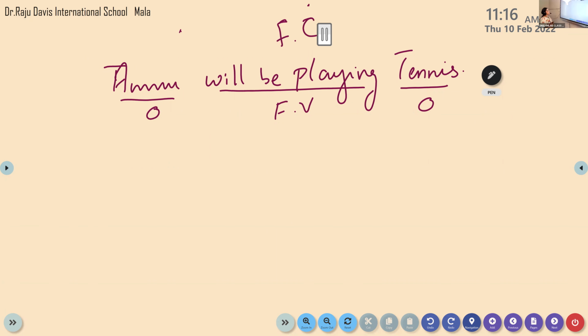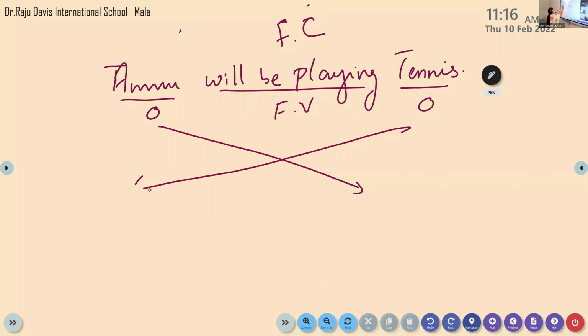So how to change the sentence from active voice to passive voice? So the object and the subject. You're going to interchange the object and subject. Sure? No doubt? Okay, anyway, I'm going to follow the instruction given by Chinmay. So you are going to change the subject into the position of object and object into the position of subject, right? So you will begin your sentence with the object. Object means tennis, right?